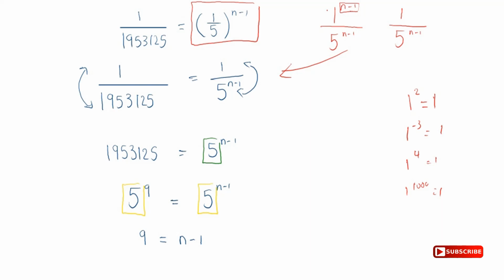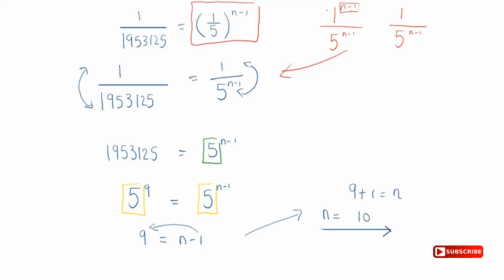And when you solve for n and you move the negative 1 to the left hand side, it's going to be 9 plus 1 is equal to n. Therefore, your n is equal to 10.